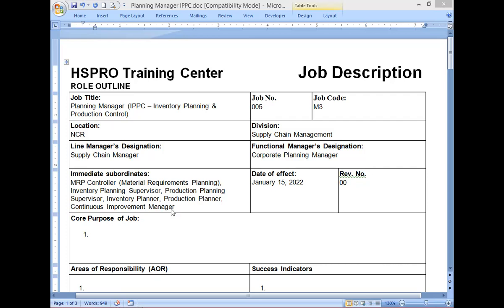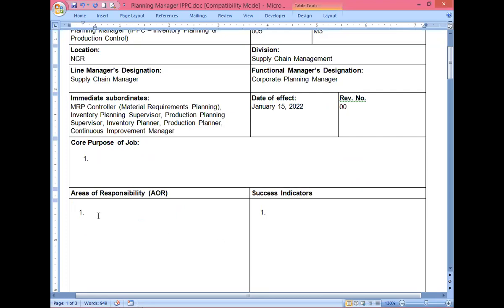Okay, so date of effect and revision number, this is 00, since this is the first time that we're writing the planning manager position. And just like what I did a couple of days ago, I just wrote the core purpose of job and the AOR, area of responsibility, and the success indicator. Just the three parts of the job description. Why? Because this is the most exciting part of the job descriptions, exciting to write. Okay, so very critical in the job description, and this is also one of the most important bases when it comes to job evaluation, the Hay method of job evaluation, which falls under the technical know-how and management breadth criteria of the job evaluation.